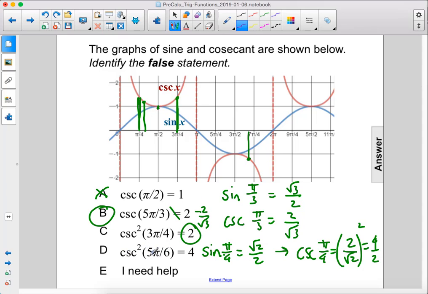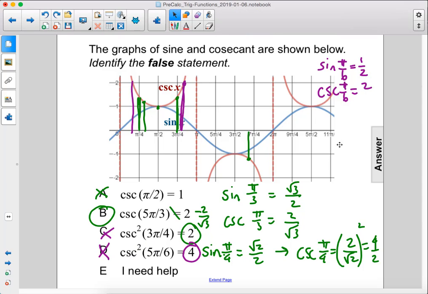Finally, we have cosecant squared of 5 pi over 6. 5 pi over 6 is 5/6 pi, so it's over here somewhere, right there. Now, it's going to have the same length line as pi over 6, which is over here. So what is the sine of pi over 6? Sine of pi over 6 is 1/2. Pi over 6 is 30 degrees. So this is 1/2. Therefore, the cosecant of pi over 6 is 2 over 1, or 2. Squared would be 4. So both of those are true. The answer to this problem is B.